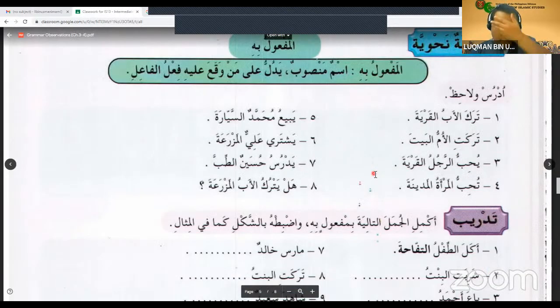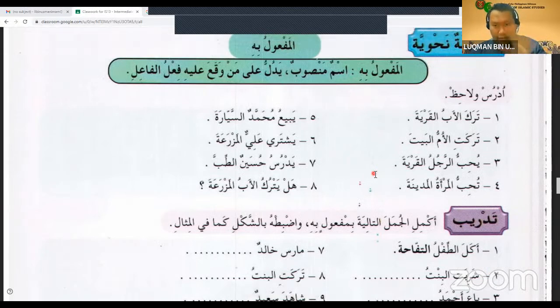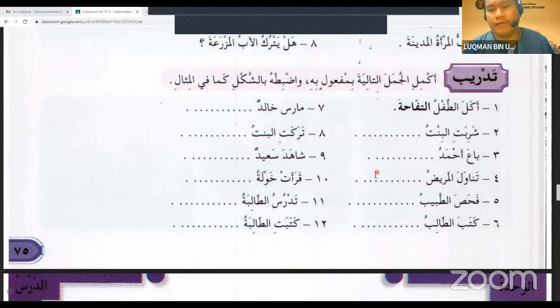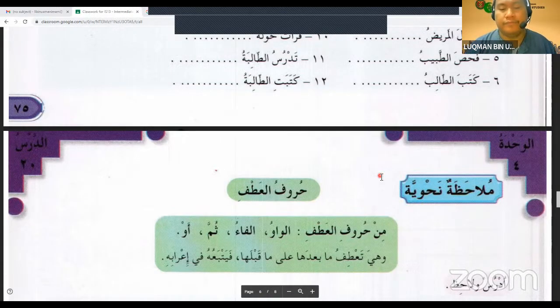Question, is there any question about the maf'ul bihi? Here we can see the very usual, very common pattern or format of a sentence: VSO. Verb, subject, object. Fi'l, fa'il, wa maf'ul. The verb is fi'l, the subject is fa'il, then the object is maf'ul.